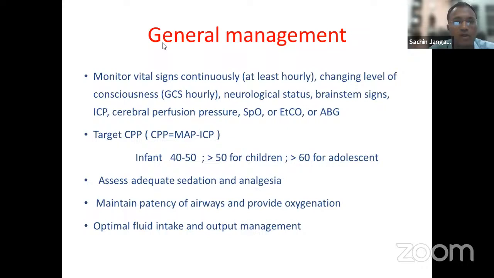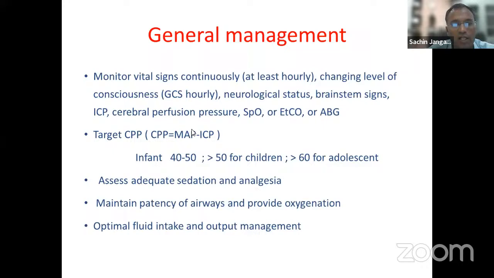The general management of coma remains the same for almost all, whatever the etiology. Once the child is managed in the emergency room and stabilized, we will shift the patient to the pediatric ICU, where we have to put the child on continuous monitoring. Here we monitor the vitals, GCS, neurological status, brainstem signs, ICP, ETCO2 if available, and SpO2. The target cerebral perfusion pressure, which equals mean arterial pressure minus ICP, should be 40 to 50 for infants, more than 50 for children, and more than 60 mmHg for adolescents.